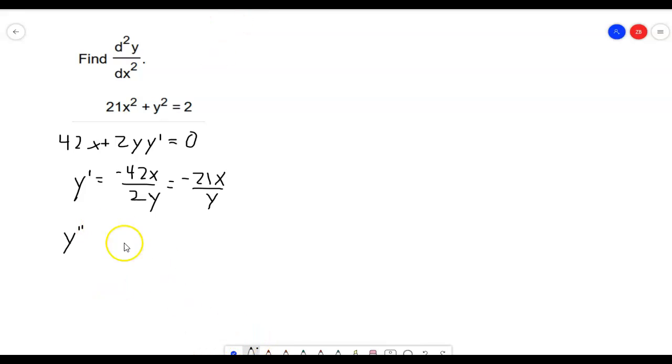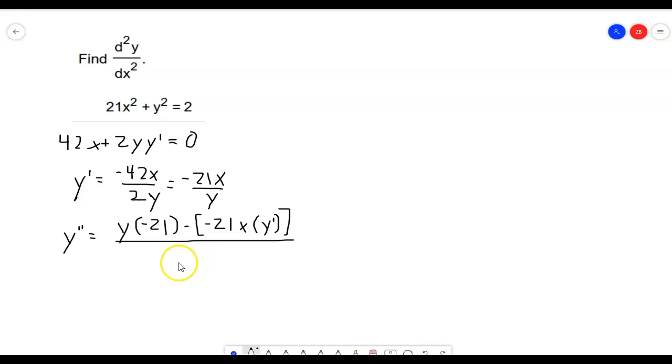So that is the bottom times the derivative of the top. The derivative of negative 21x is just going to be negative 21, minus, make sure I distribute, the top, so that's negative 21x, times the derivative of the bottom. The derivative of y is just 1, but we just took the derivative of a y, so I also have to multiply that by y prime, all over bottom squared. The bottom squared would just be y squared.